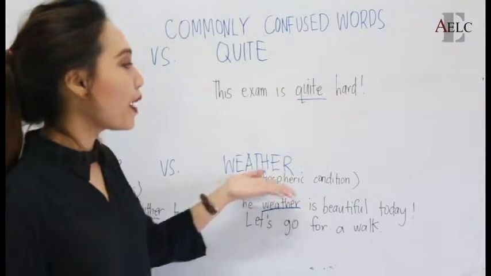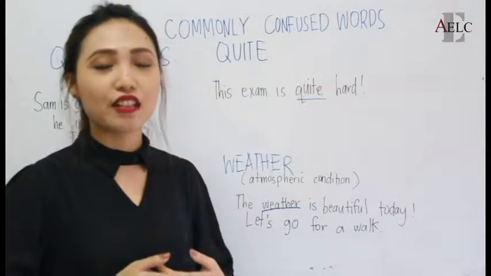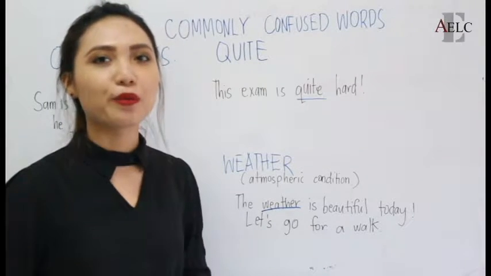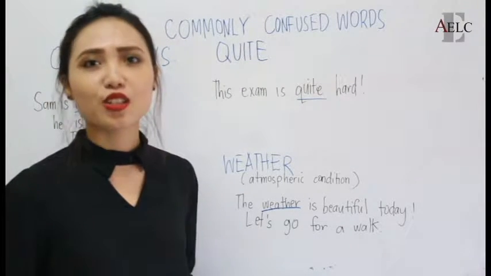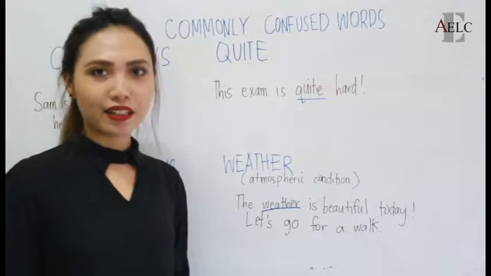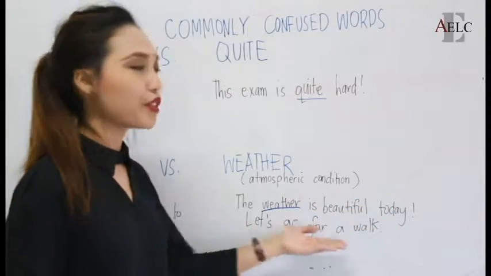So we have weather. That means it's just the condition of the atmosphere. Let's say, for example, take a look outside and look up. What do you normally see? That's actually the weather, alright? So very common. We have an example here. The weather is beautiful today. Let's go for a walk.